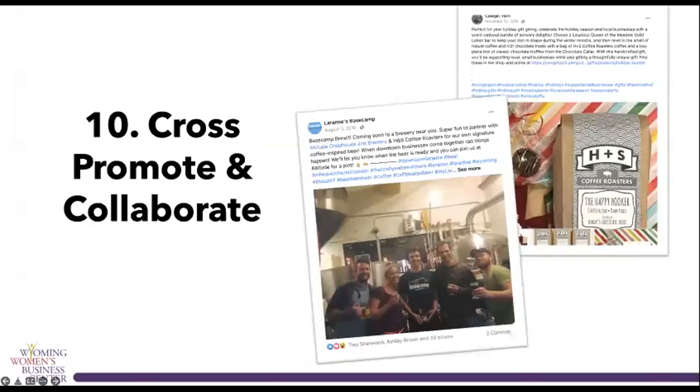Number 10, cross-promote and collaborate. Look to your neighbors, the businesses you love in your community, or businesses who offer parallel services to you. How can you work together in a way that supports you both? On the screen, you'll see a local outdoor store that partnered with a local brewery to create their own signature beer. The brewery gets to sell the beer, and the store gets their name attached to every one of those beer sales, which draws attention to their brand and creates curiosity for who they are in the community.